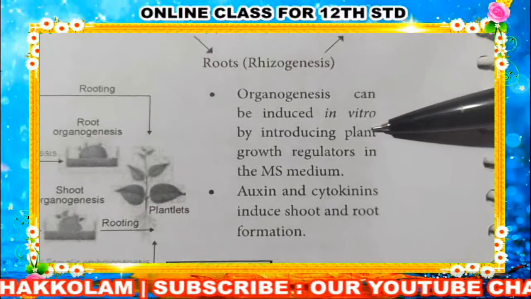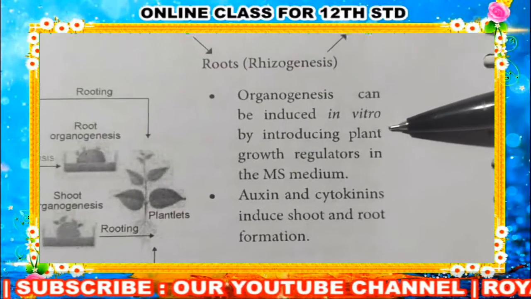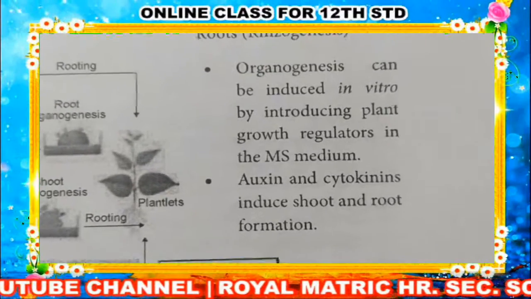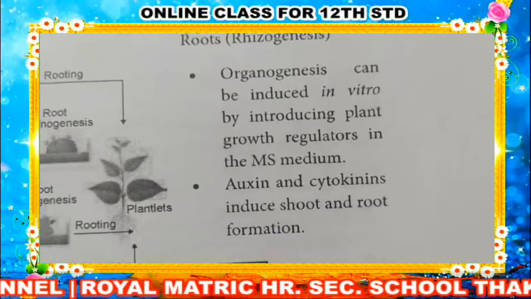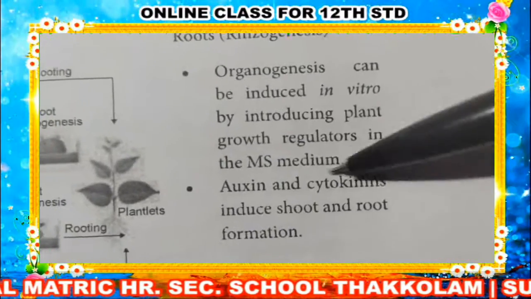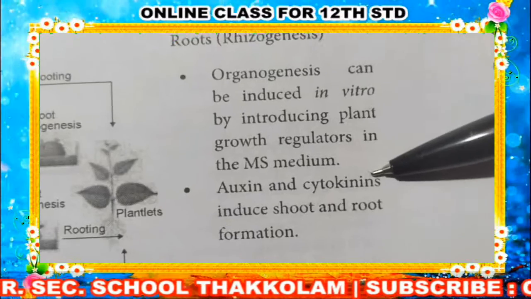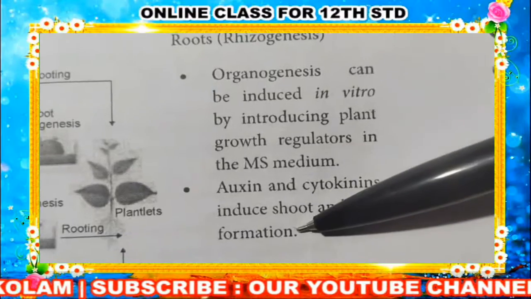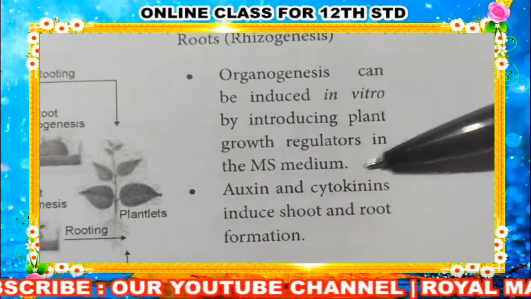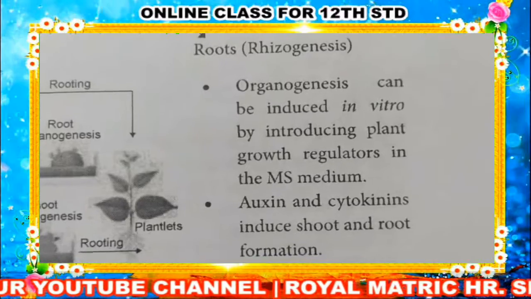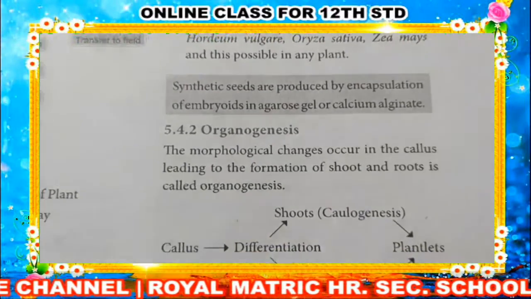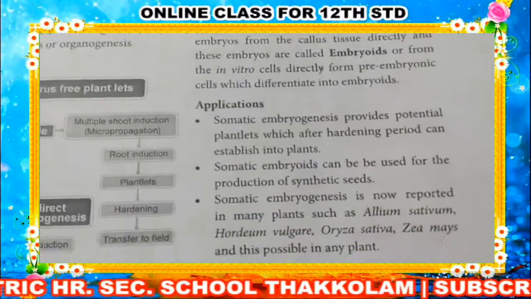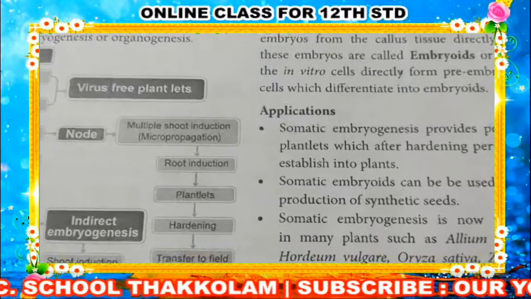Organogenesis may be induced in vitro also by providing plant growth regulators in MS medium. MS medium, I am repeating all the time, is the Murashige and Skoog medium. Then auxins and cytokinins are growth hormones. You might have learned in your previous classes, auxin and cytokinin are the growth hormones of plants that induce the shoot and the root formation. We have talked about organogenesis, and also we have seen somatic embryogenesis. Next class we will see about the applications of plant tissue culture.